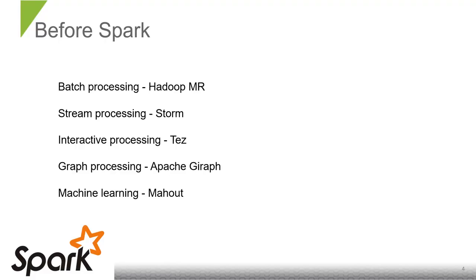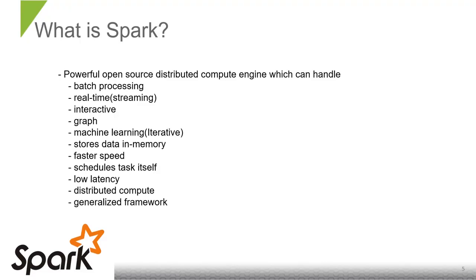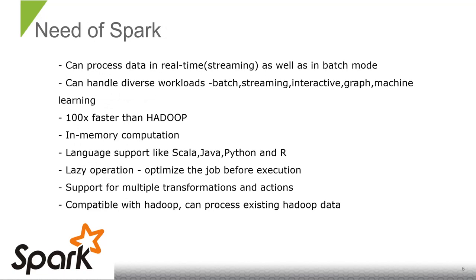So inside Spark we have batch processing, real-time stream processing, interactive processing, graph processing, and machine learning capability. These are a few of the features which Spark supports. So we know that Spark can process data in real time as well as in batch mode, and it can also support different types of workloads like streaming structured data and unstructured data, real-time streaming data, graph processing and machine learning.